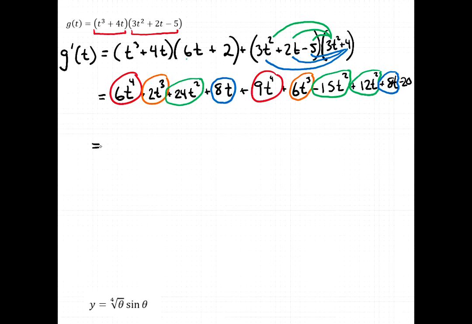So when we combine like terms, let's see, 6 and 9 is 15, so we have 15 t to the fourth. Orange, 2 and 6 is 8, so we have 8 t to the third power. Green, 24 and 12 is 36, minus the 15 is 21, so we have 21 t to the second power. Blue, we have 8 and 8, so that's a 16t, and then finally a minus 20. All right, and that looks good.